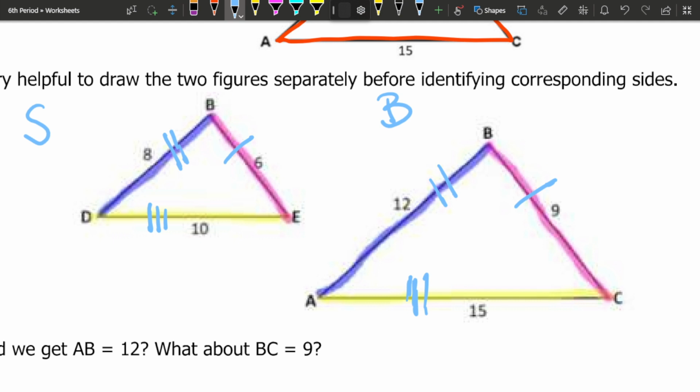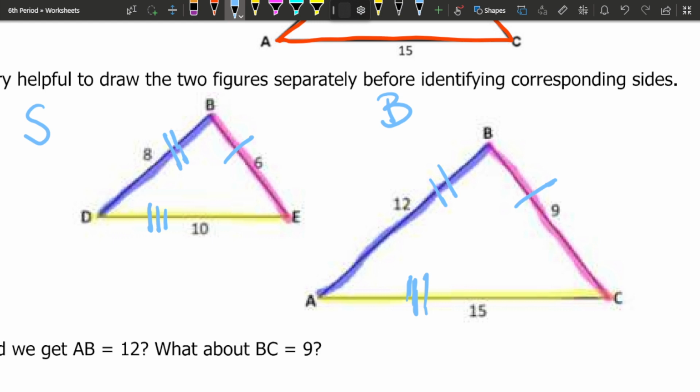We're good. Now, you're going to call these lines a name. For example, the one with the one tick mark is going to be called BE, or it can also be called EB. It doesn't matter.